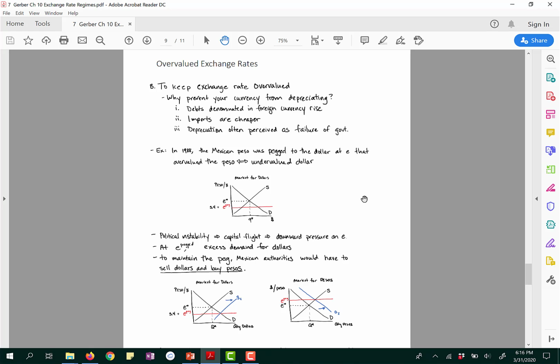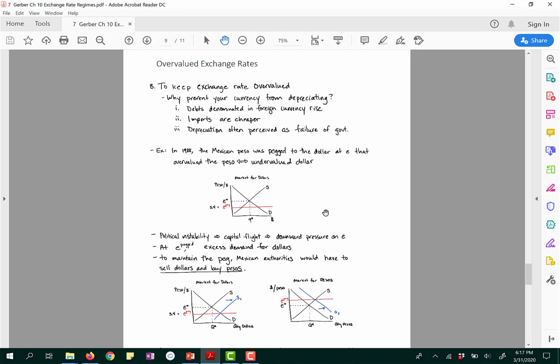A sharp depreciation can be very painful if your country has lots of debt denominated in a foreign currency. It can bring about a debt crisis because if your currency depreciates, it becomes all the more difficult to pay back debts denominated in dollars, for example, if you're in Mexico and the peso depreciates, which is the example I have here in my notes.